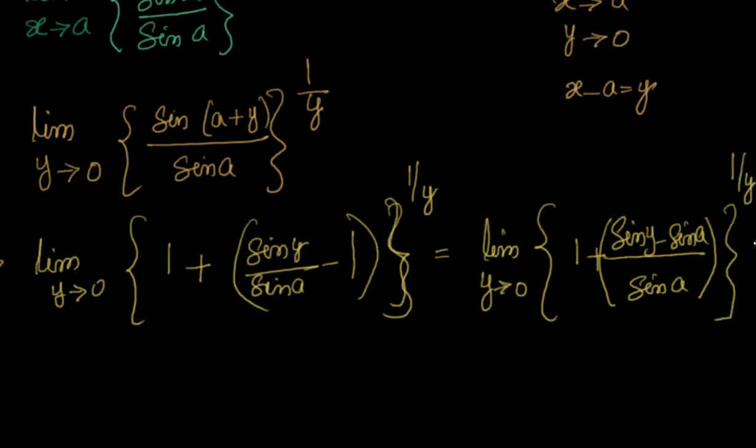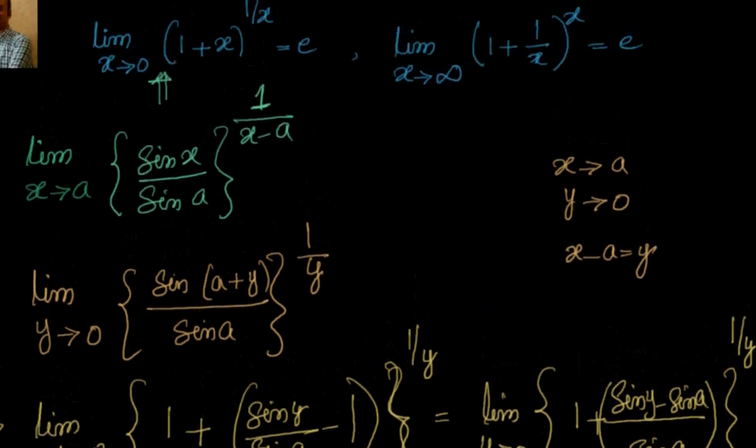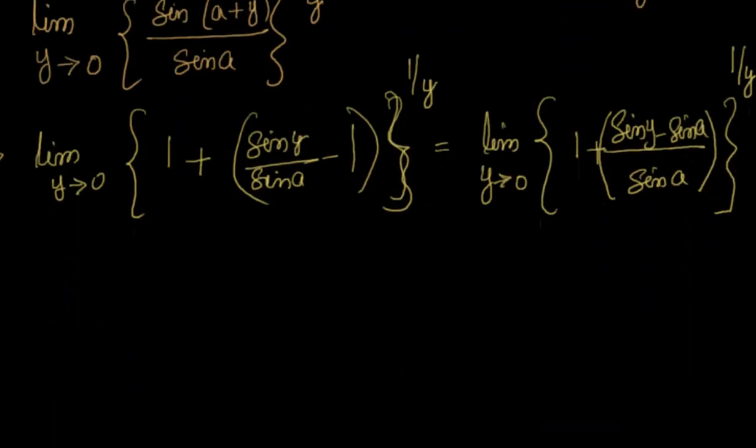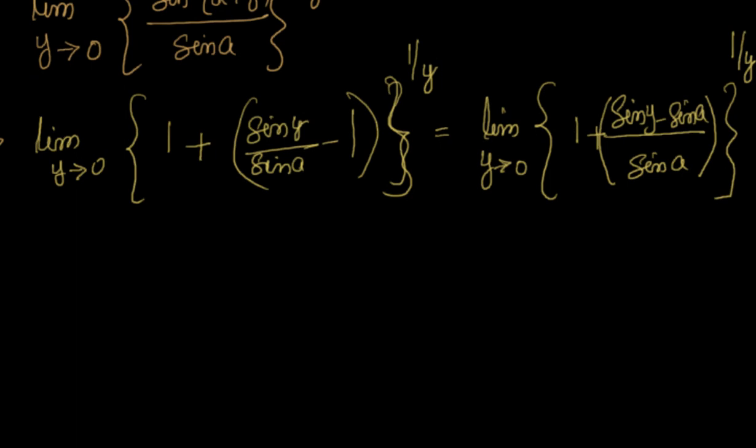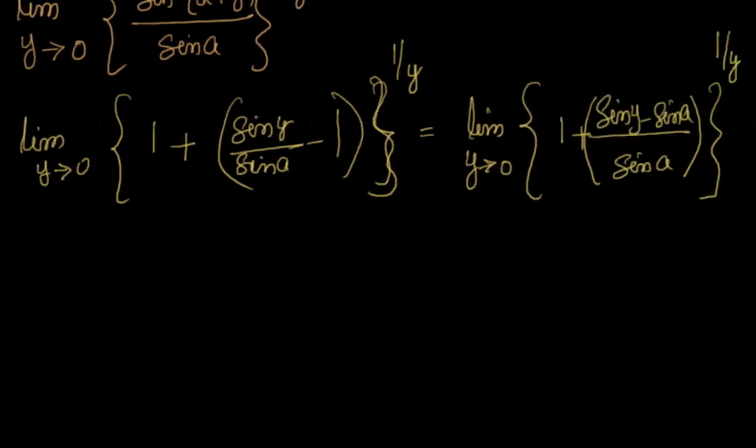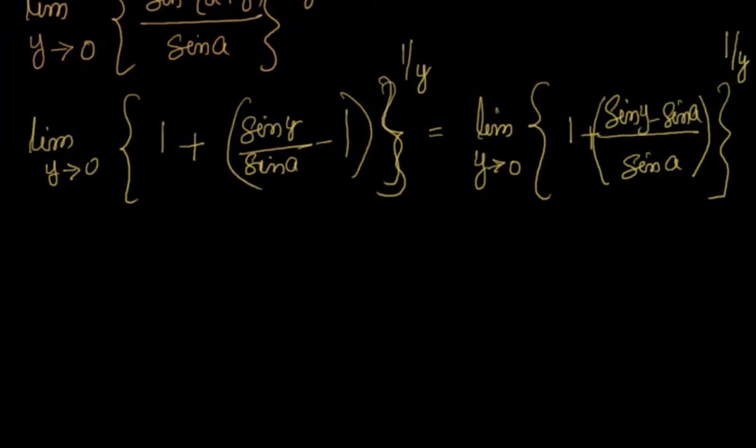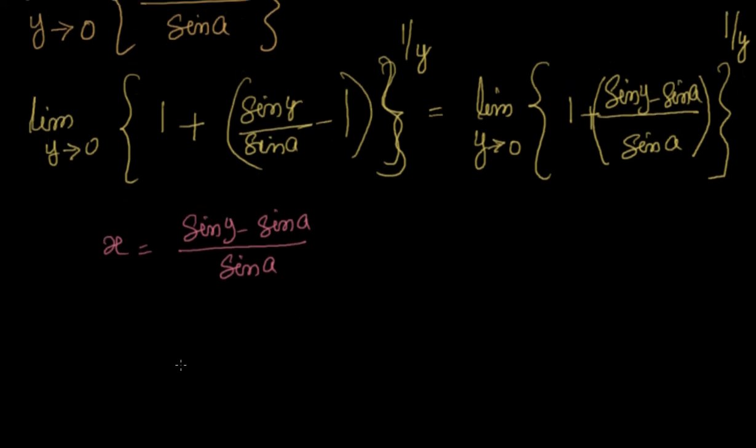Now if you convert this into the formula we want, 1 plus x whole to the power of 1 by x, you can see that from the formula we know, 1 plus x whole to the power of 1 by x, the x is equal to sin y minus sin a divided by sin a. This is the x. Now what I want is to place it in the form of 1 plus x whole to the power of 1 by x. So let me just write it down.